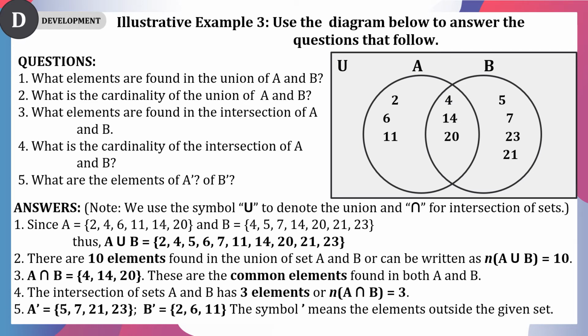Last question, number 5. What are the elements of A prime and B prime? A prime is equal to the elements 5, 7, 21, and 23, while B prime is equal to the elements 2, 6, and 11. The symbol prime means the elements outside the given set.